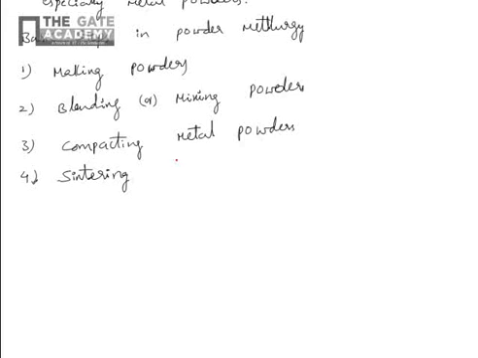So the first step is powder making. As we have discussed, powder metallurgy is developing a component by using powders, so the first step is to prepare the powder. There are different methods for preparing powder, and we use them based upon the requirement. If it is a soft material, we go for a normal method like grinding. If it is a hard material, we go for different methods such as atomization.